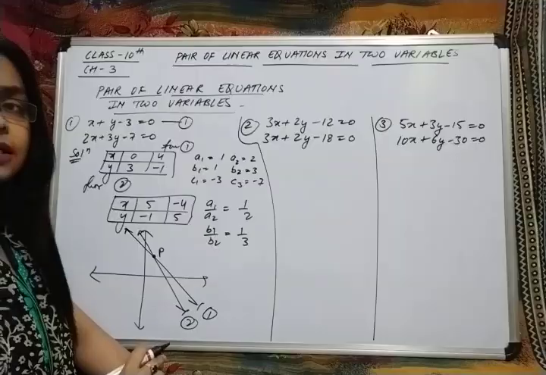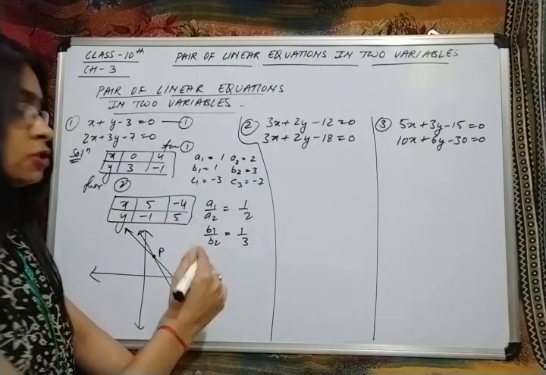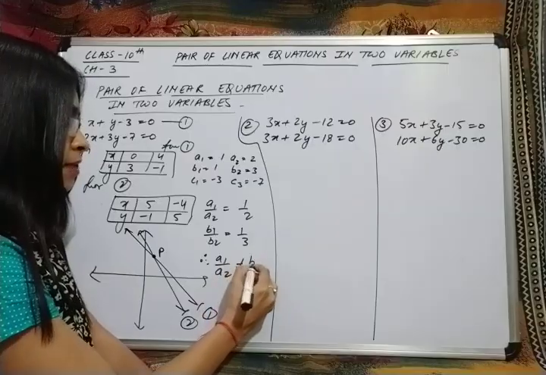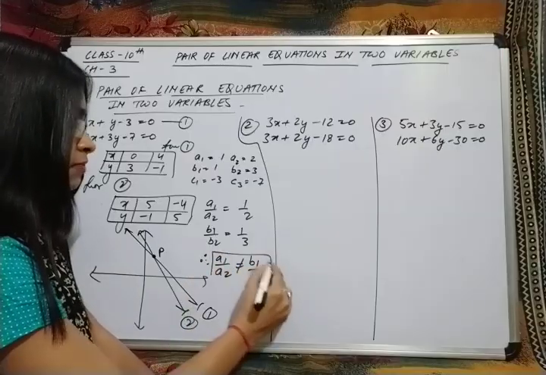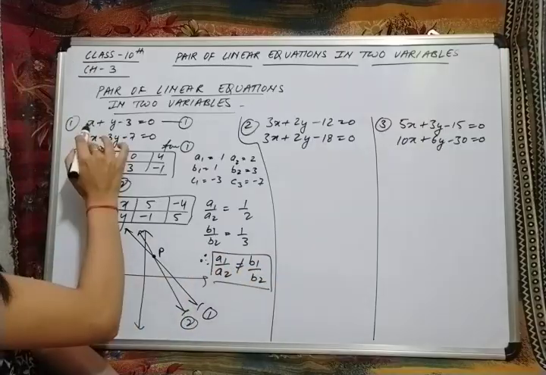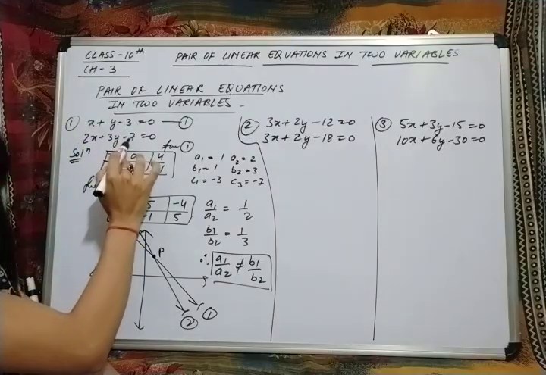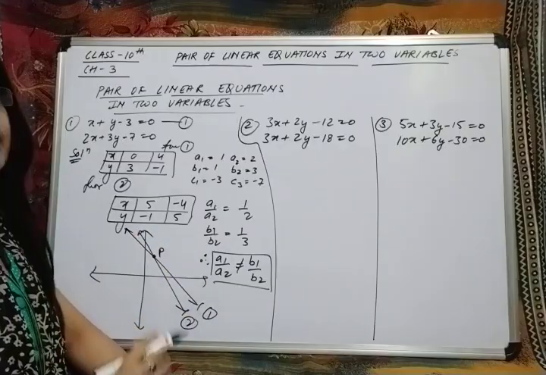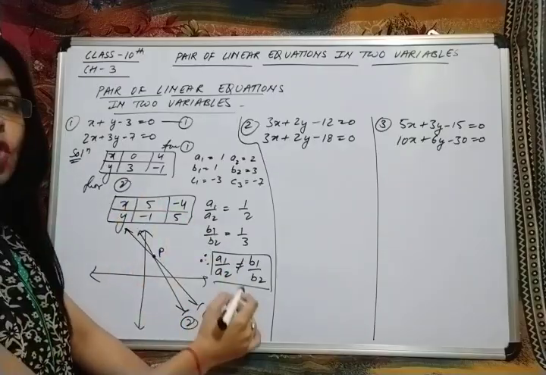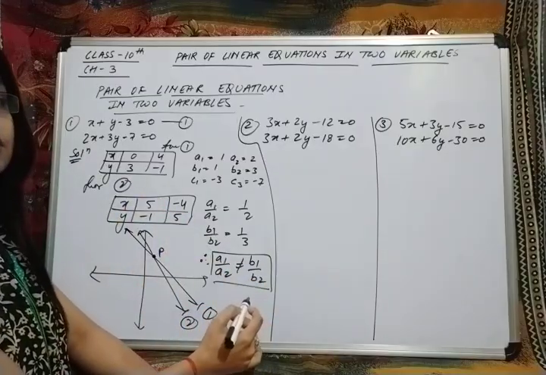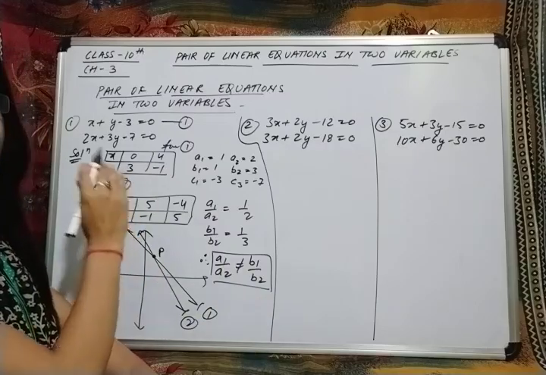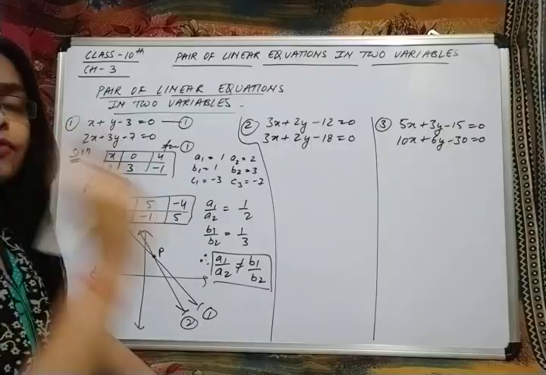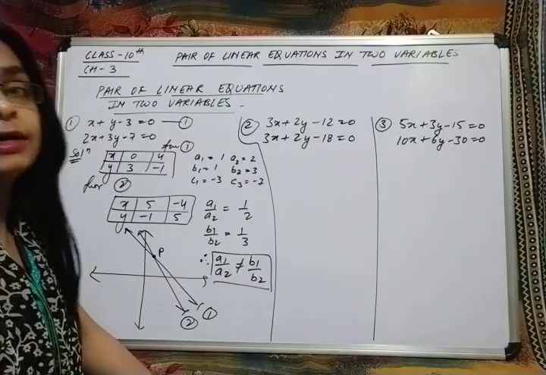So here we can see that the ratio A1 upon A2 is not equal to B1 upon B2. The ratios of these are not equal. So in such equations where A1 upon A2 is not equal to B1 upon B2, the graphical representation of these pair of linear equations will intersect at only one point, that is the unique point.